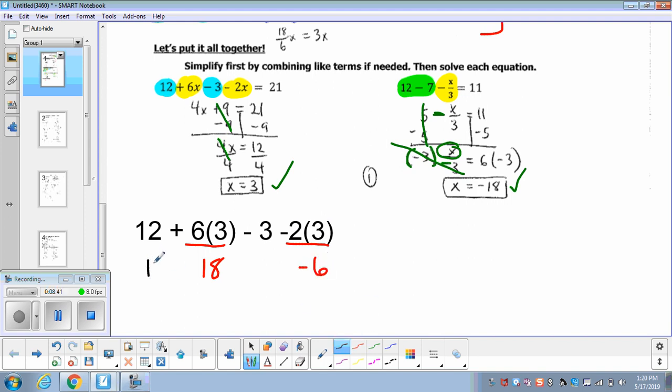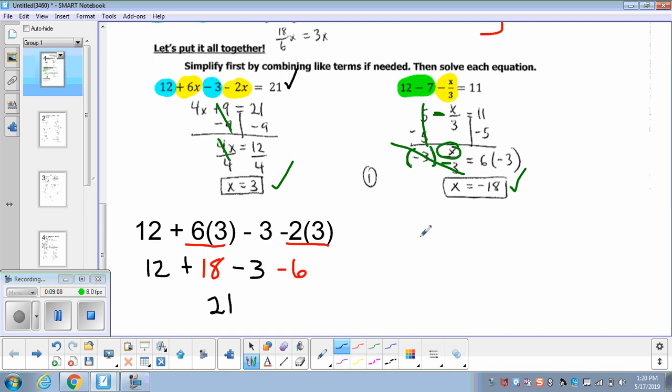Now I'm going to write the 12 plus, and then the minus 3, and I'm just going to move this minus 6 over. So just stick with me mentally, y'all. 12 plus 18, that's going to be a 30. Now 30 minus 3 is 27. And now 27 minus the 6 is in fact 21. And that was the total we wanted. So we know we're good to go with this being our answer.